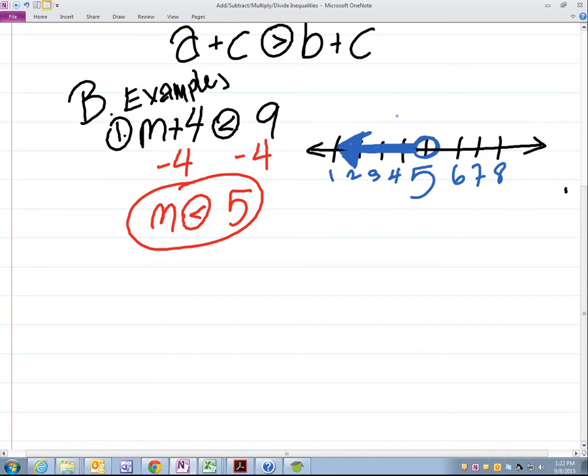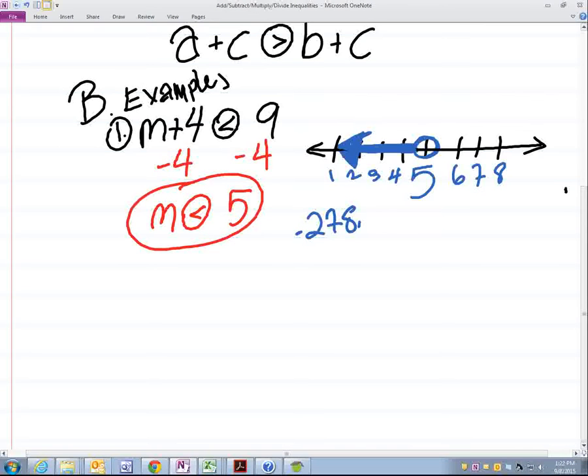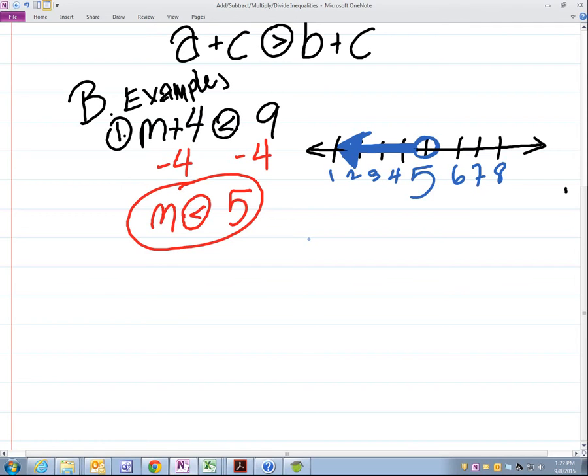So let's test it out. Is 4 less than 5? Ding, ding, ding, ding. Is negative 278.314 less than 5? Yeah. So I'm checking myself so there's no wreckage, okay? Since that goes everywhere left on that number line, we know that it's true.